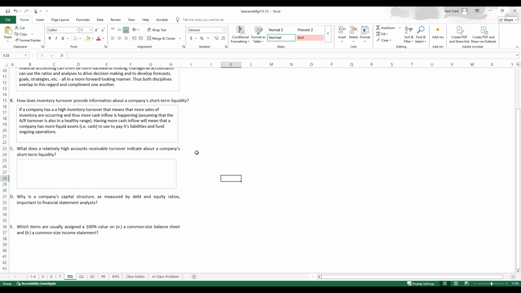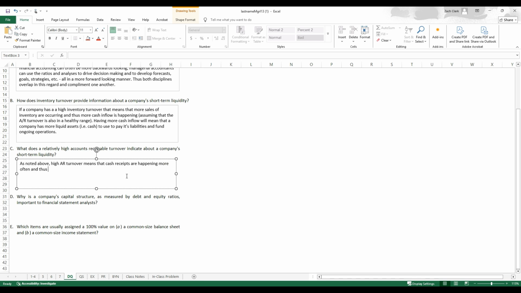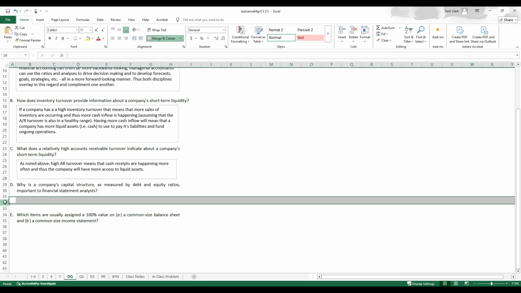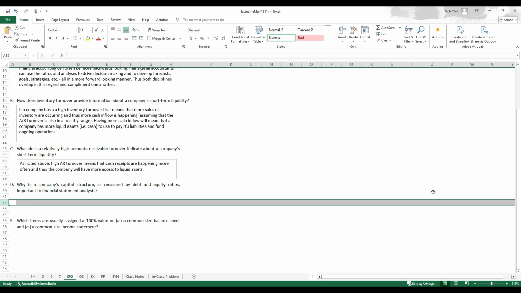Okay, so what does a relatively high accounts receivable turnover indicate? As noted above, high AR turnover means that cash receipts are happening more often, and thus the company will have more access to liquid assets. Okay, so why is a company's capital structure as measured by debt and equity ratios important to financial statement analysis?